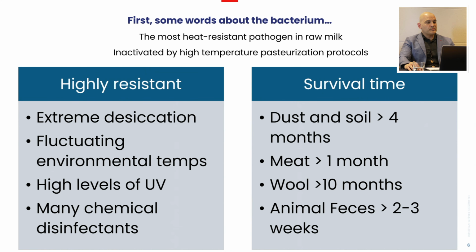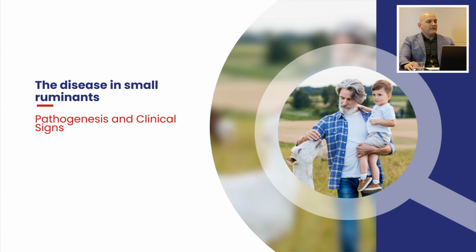While the pseudospore can withstand direct exposure to heat at 60 degrees for 30 minutes, it is inactivated by high temperature commercial pasteurization, so dairy processing is critically important for reducing foodborne transmission risks to humans. After this brief introduction to the pathogen, let's see some details on the pathogenesis and clinical signs that characterize the disease in small ruminants.